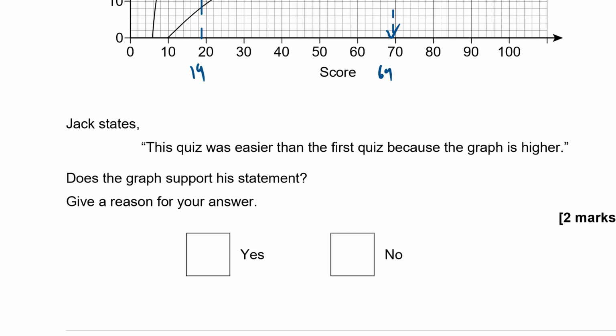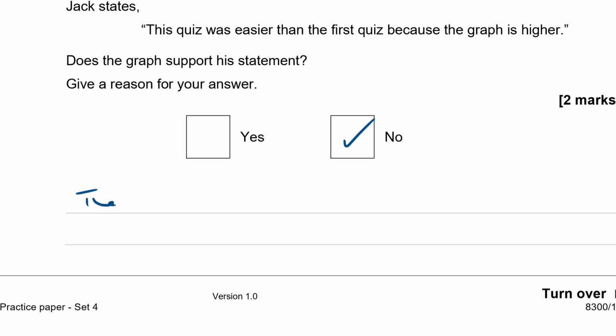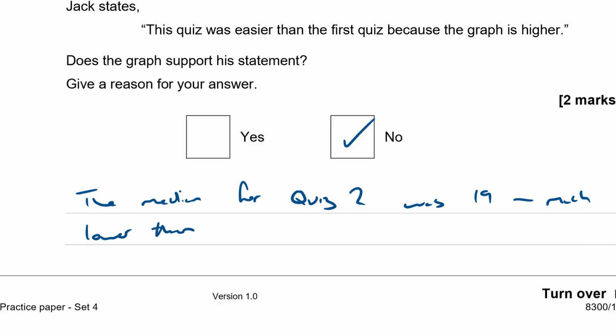So was quiz 1 easier? I would say no. The median for quiz 2 was 19, much lower than quiz 1.